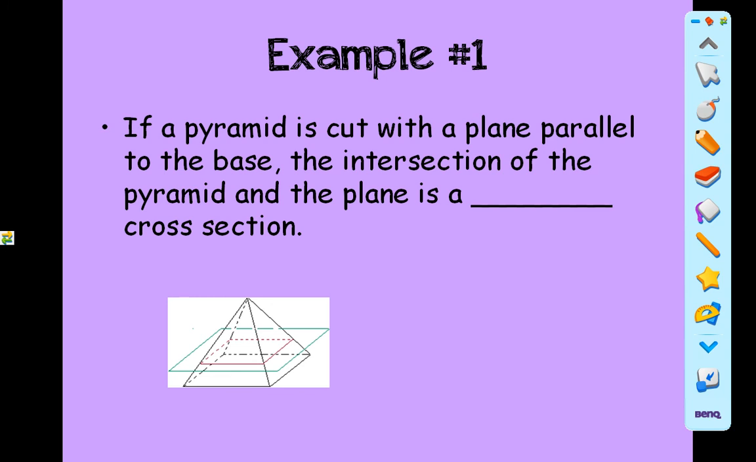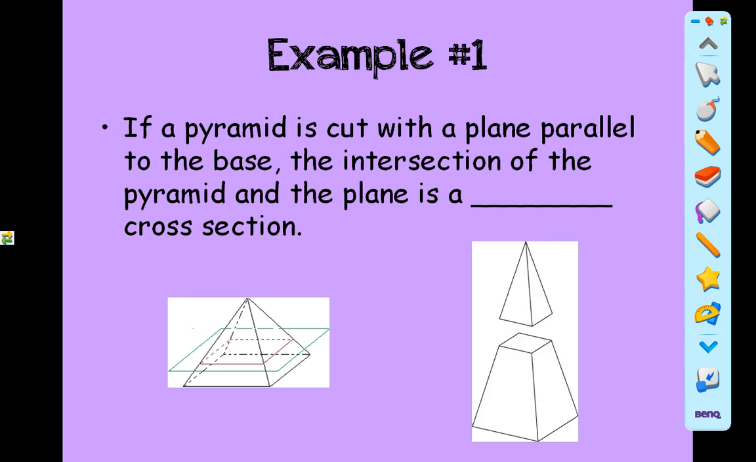If you think of the pyramid, the base is a square. So remember, if you cut it parallel to the base, it's going to take the shape of the base. So if we look at it from this way, same cut, you can see the square cross-section. It takes the shape of the base.